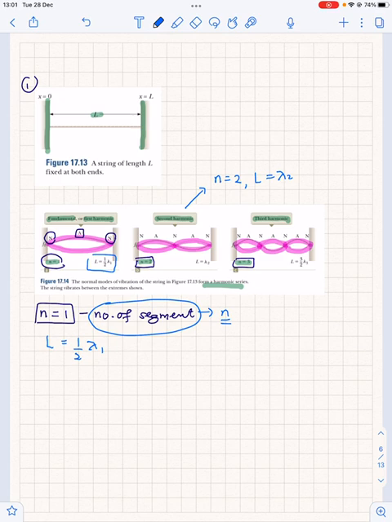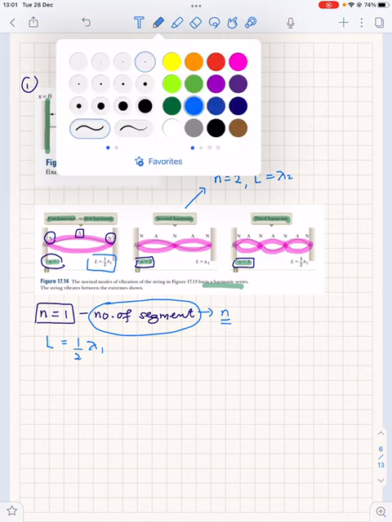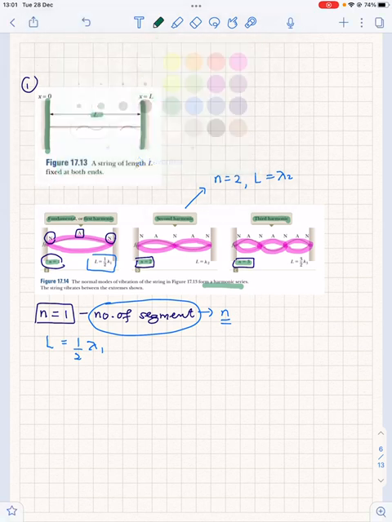Okay, let's take a look at the third one. The third one, again here. Okay, number of segments equals 3. So 3 segments. L, the length, equals 3 over 2 lambda 3. Okay, the length changes in terms of lambda, the wavelength, in terms of lambda only.